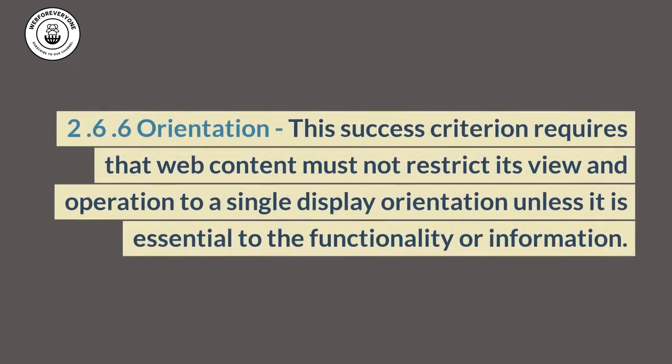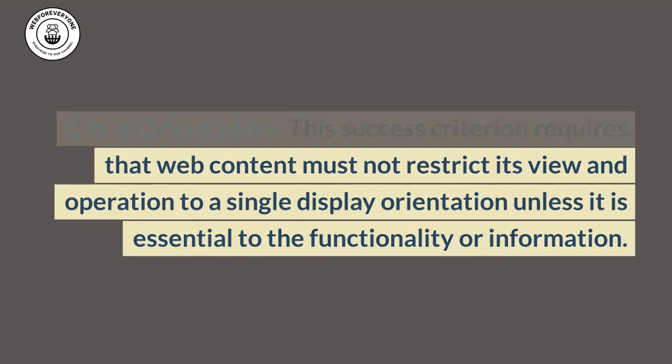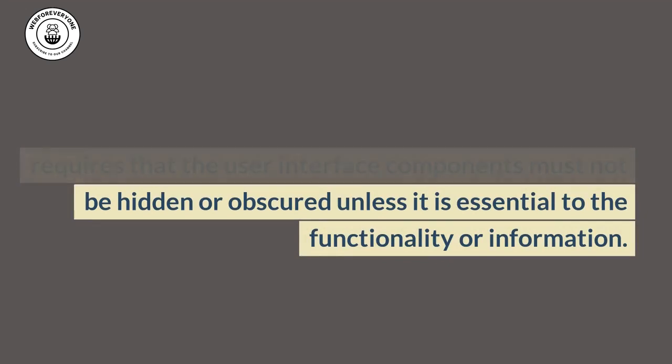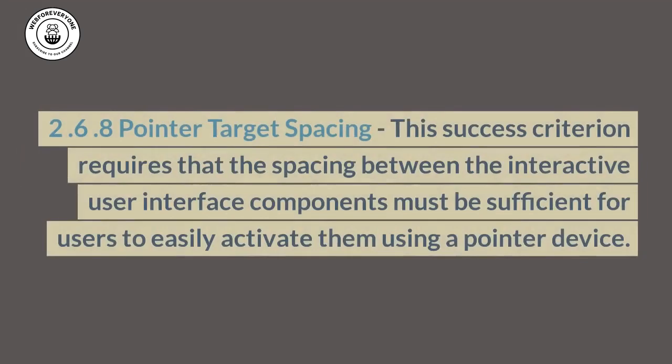2.6.6 Orientation. This success criterion requires that web content must not restrict its view and operation to a single display orientation unless it is essential to the functionality or information. 2.6.7 Hidden Controls. This success criterion requires that the user interface components must not be hidden or obscured unless it is essential to the functionality or information.